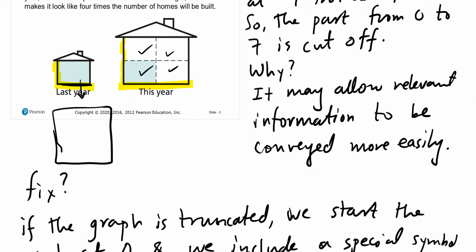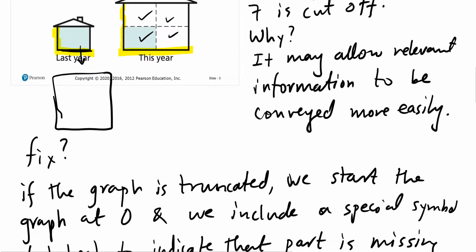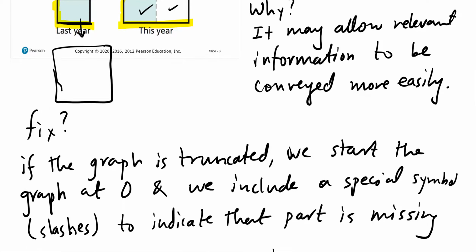Is there a way to fix it? Yes. If the graph is truncated, we try to fix this. We start the graph at 0 instead of 7 or whatever it was, and include a special symbol on that vertical axis, such as slashes, to indicate that that part is missing. That part from 0 to 7 is missing.